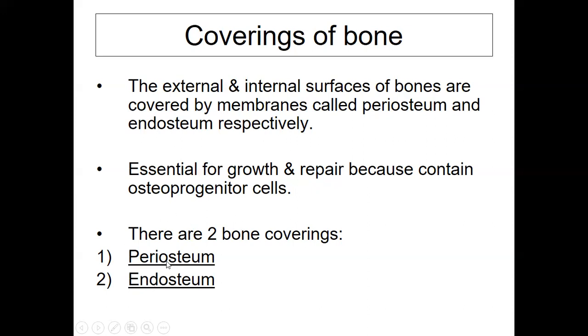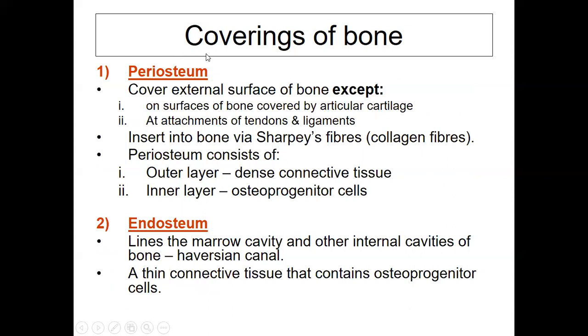Like I mentioned earlier, the periosteum covers the external surface of the bone. The endosteum covers the internal surface of the bone. Please remember that the covering of the bone contains the osteoprogenitor cells. I'm going to discuss further each part of the covering, the external covering and also the internal covering. I'm going to discuss first the external covering, the periosteum.